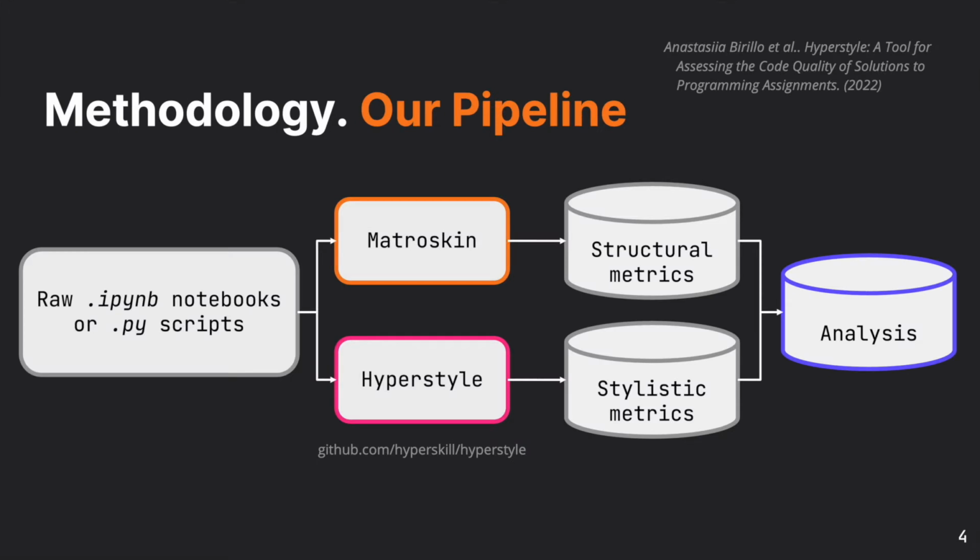Our overall goal is to collect structural and stylistic metrics for both notebooks and scripts. To collect structural metrics, we have developed our own library called Matroskin, which quickly converts a dataset of notebooks or scripts into a relational database containing structural metrics values for individual cells and entire notebooks. To collect stylistic metrics, we use the Hyperstat tool developed by Beryl and colleagues, which allows to run several linters on the code and obtain a data frame of all existing stylistic issues in the code. Combining this data makes up our comparison and analysis.